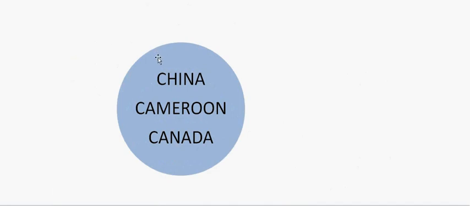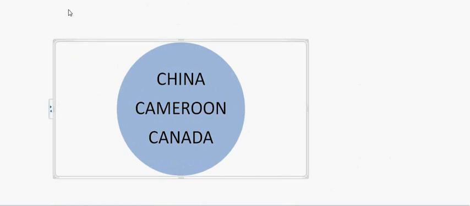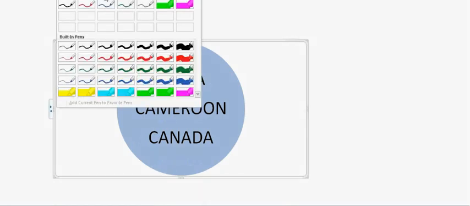It's a pictorial notation. This circle defines a particular set. This set is unique because all the countries in this set are starting with the alphabet C. So I can just say C is equal to China, Cameroon and Canada. These are the countries which are starting with C. So this is a uniquely well-defined object.